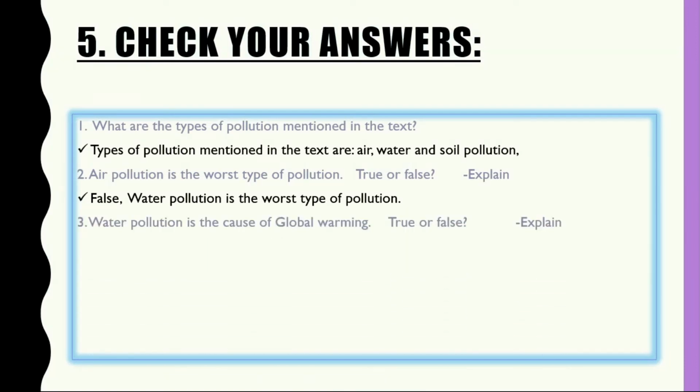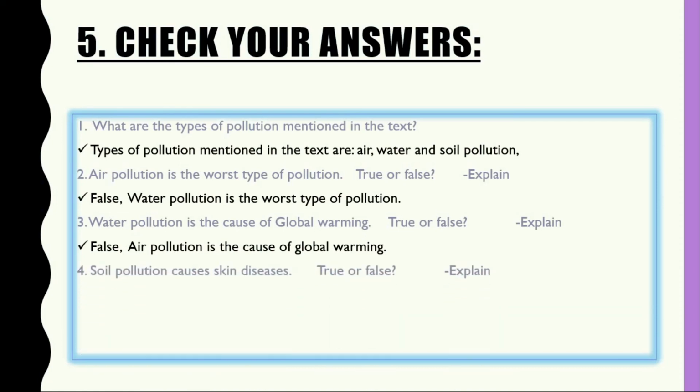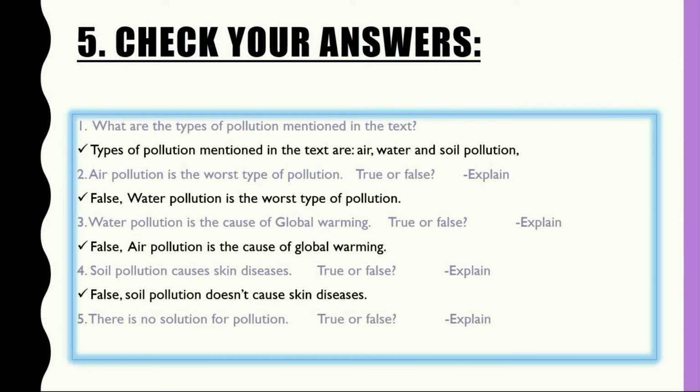3. Water pollution is the cause of global warming. True or false? Explain. It is false, of course, because air pollution is the cause of global warming. 4. Soil pollution can cause skin diseases. True or false? Again, it's false because soil pollution doesn't cause skin illnesses, as we saw in the text.